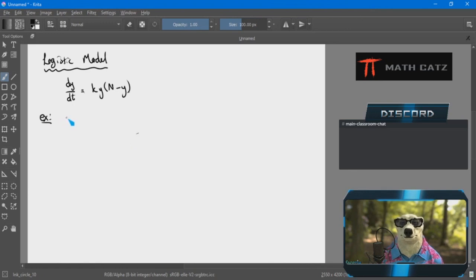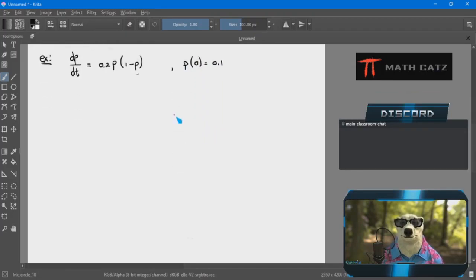So in our example, now we're not using a Y, we're using a P. It doesn't matter at all. I have a specific growth constant, and I have my capacity of 100%, so 1 there, and initially I have 10% of the population knowing the rumor.